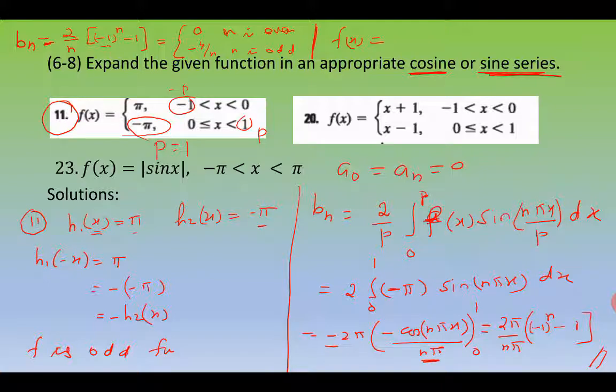First part a0 is 0, an is 0, third part summation with n from 1, 3, 5 going up to infinity, since we are taking n as odd, and the bn value is negative 4 over n sine n pi x divided by 1. That is the end of this problem. This is the Fourier series.